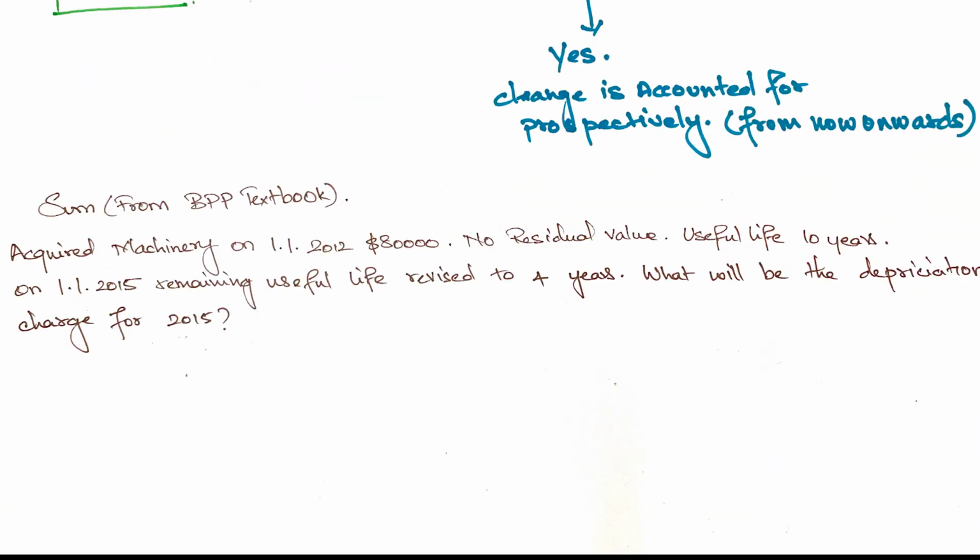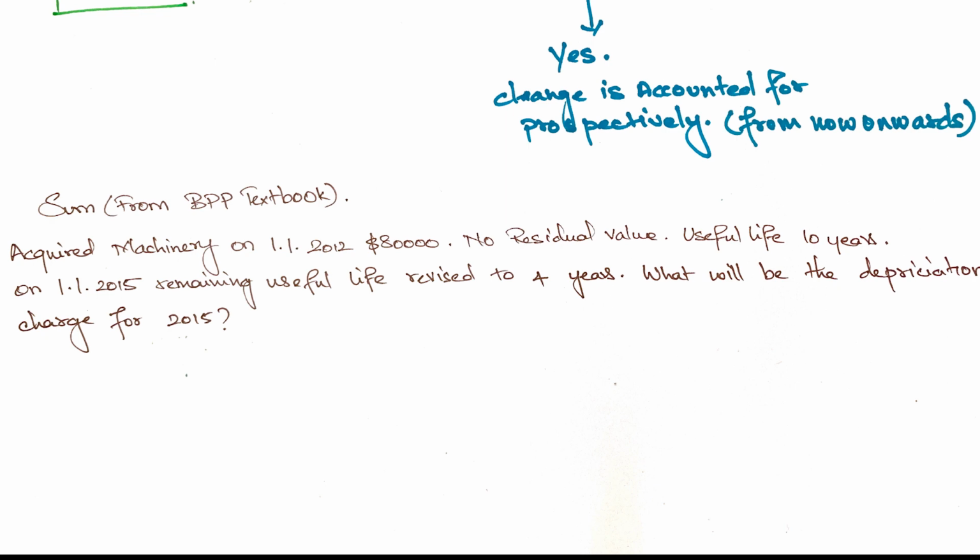So let's look at a sum for this. This sum is given in the BPP textbook. So you acquire a non-current asset on 1st January 2012 for 80,000. It had no residual value, useful life 10 years. On January 2015, which is 3 years afterwards, the remaining useful life was revised to 4 years. What will be the depreciation charge for 2015?